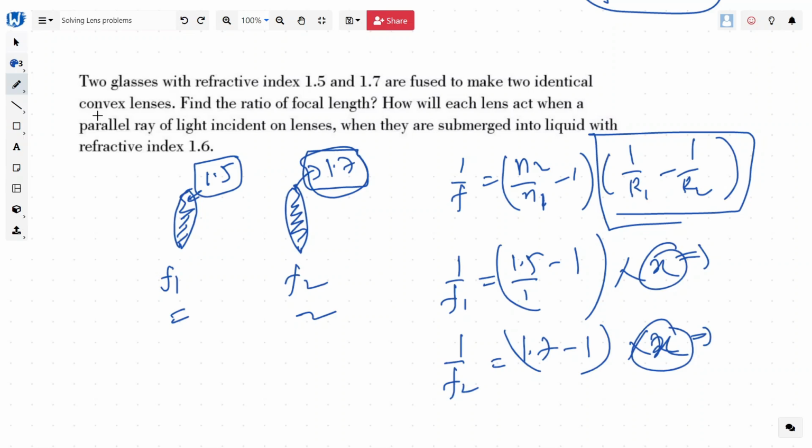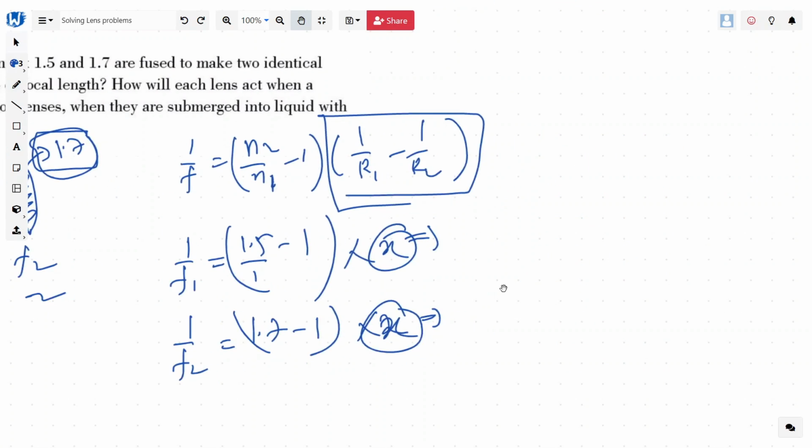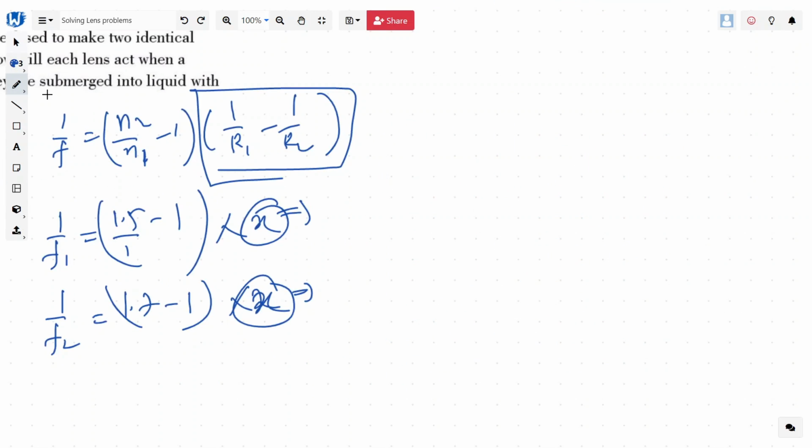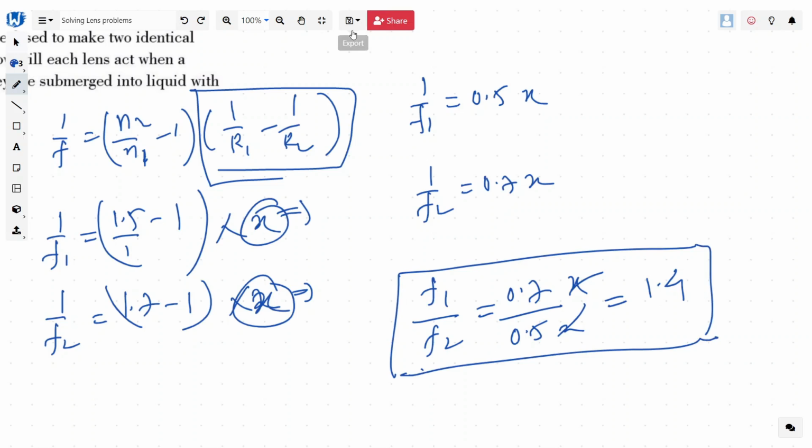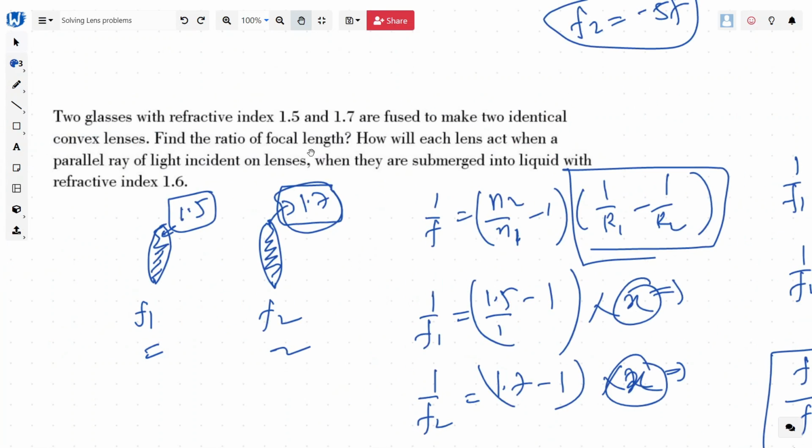Let's take the ratio. So here 1 by F1 is going to be 0.5x, okay, and 1 by F2 is going to be 0.7x, and now we are going to divide that, and basically F1 by F2 is going to be 0.7 by 0.5, x cancels, that is 1.4. Okay, so we have our first part, the ratio of F1 and F2, and that's what we wanted to find out.